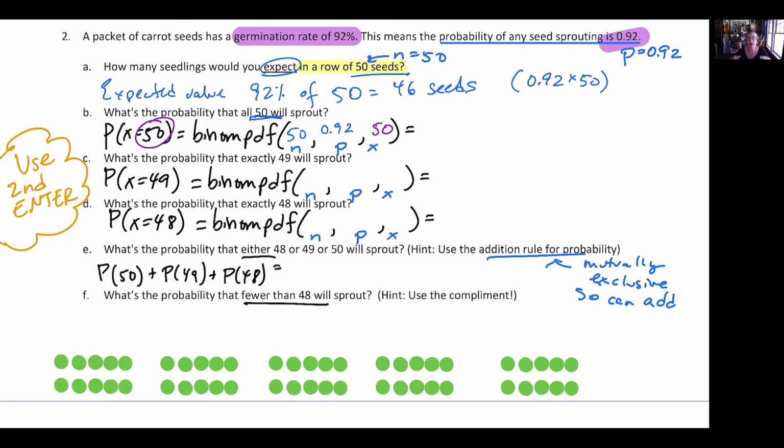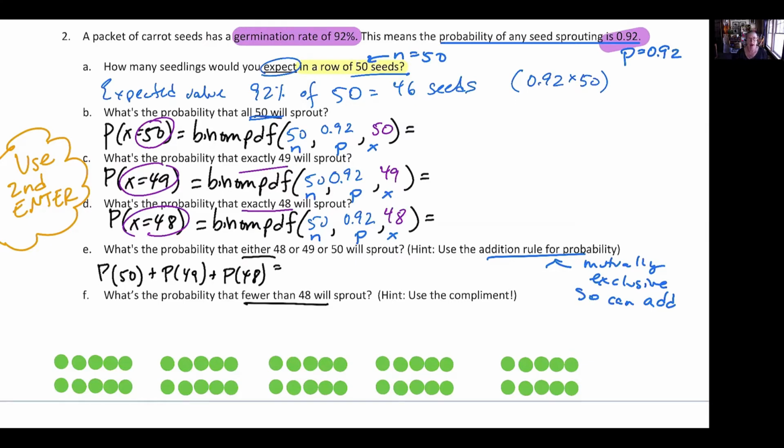Okay, I'm just going to fill in all the calculator bits first, and then we'll go do the calculator, and I'll show you what that looks like to make sure everyone's on the same page. Then again, on these next 2, because we're still talking about that row of 50 seeds with a 92% germination rate, this information is the same for all these other ones. n is still 50, p is 0.92. The only thing that's changing in each of these scenarios is this x value. In part C, I want to know the probability of exactly 50 sprouting. In part D, it's exactly 48. So x is 48.